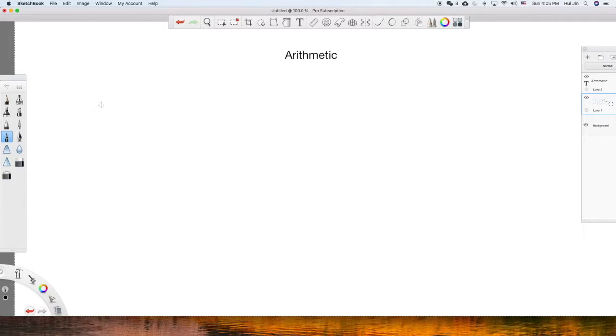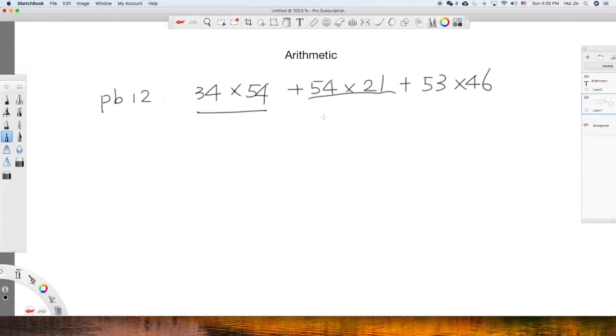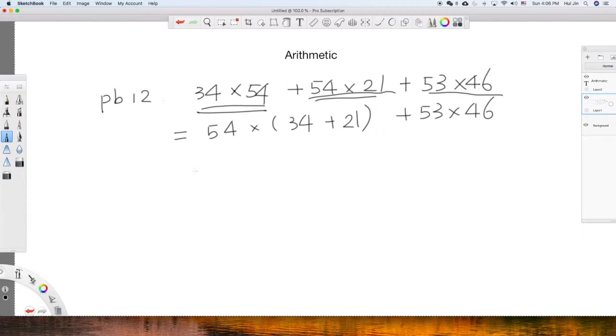And the last question, of course, is the most difficult one. It involves several steps: 34 times 54 plus 54 times 21 plus 53 times 46. You look at it, you see the first two terms have a common factor and the last one does not. What's going on here? Well, when you see the common factor for the first two terms, let's just try to pull that factor out first. So it's 54 times (34 plus 21), plus 53 times 46. Oh, now I see, because 34 plus 21 is 55.